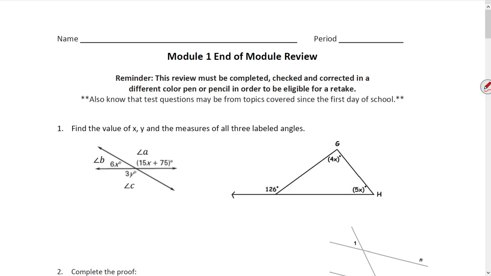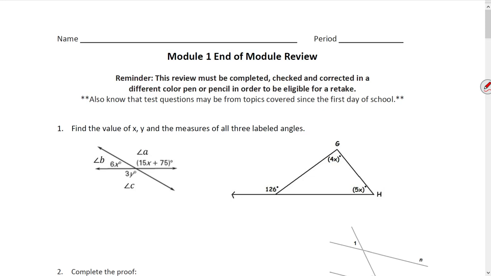This video goes over the Module 1 End of Module Review. And before I go through every problem in this review, let me tell you how to use this review and this video. I recommend you first go through this review as if it was the test, meaning you can use a calculator and you cannot use the proof toolbox. Put yourself in test-taking conditions and take this review as if it was the test.